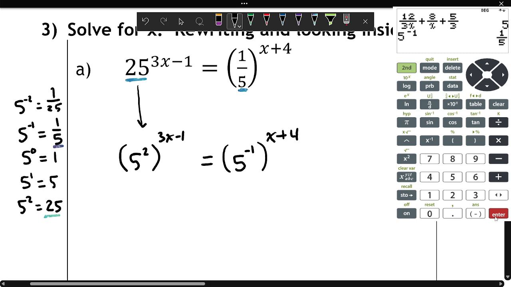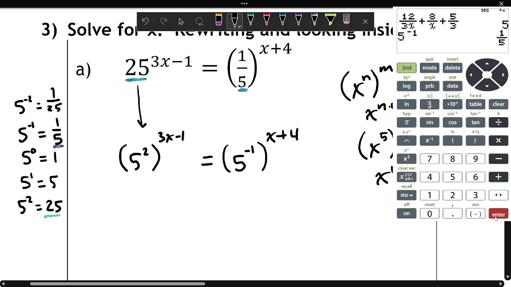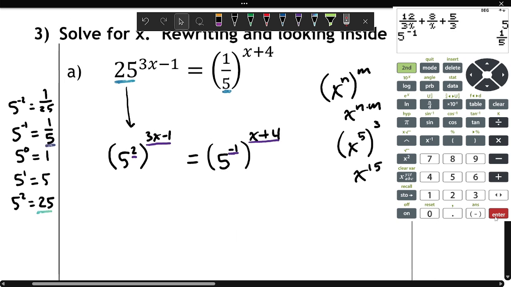The last thing I'm going to do is apply the power to a power rule. If I have x to the n and I raise that to the m power, that's x to the n times m. So for example, if I have x to the 5th and I raise that to the 3rd power, that's x to the 15th power. So I'm going to multiply this 2 times the 3x minus 1, and I'm going to multiply this negative 1 times the x plus 4. And when I do that, this is going to become 5 to the 6x minus 2 equals 5 to the negative x minus 4.